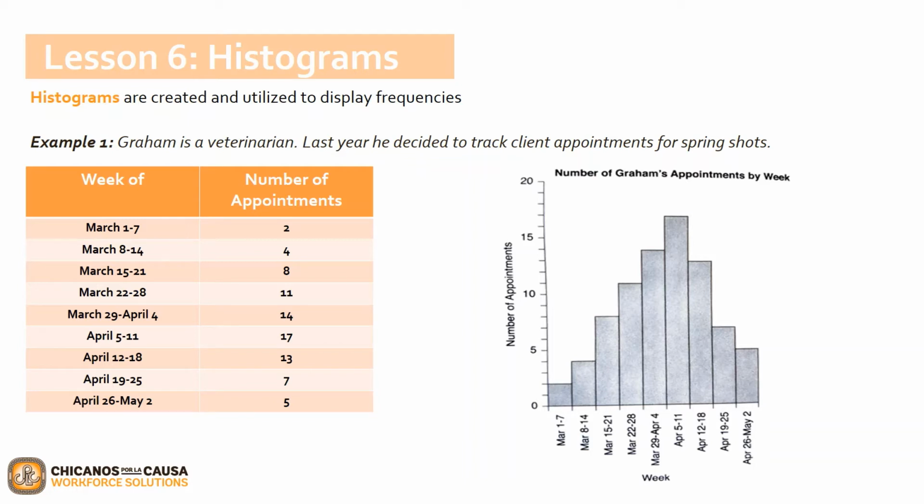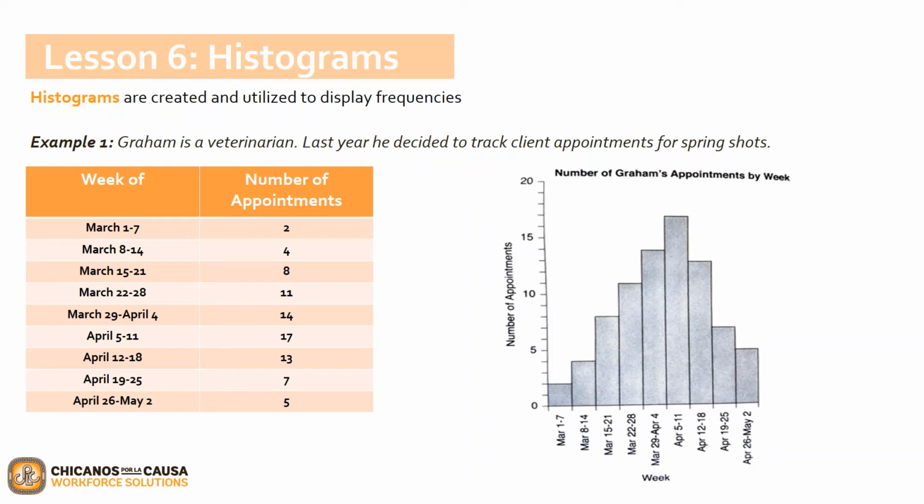Let's look at this example. Example 1. Graham is a veterinarian. Last year, he decided to track client appointments for spring shots. So you can see that we have our table here that represents a series of weeks in what looks like 7-day increments. It also shows how many appointments were made during each week.